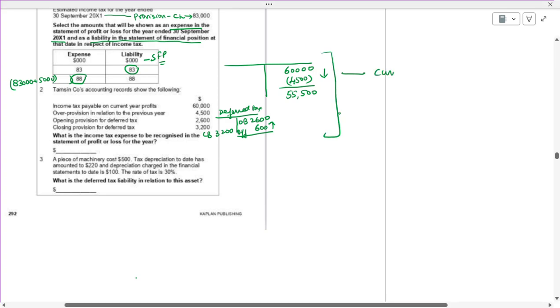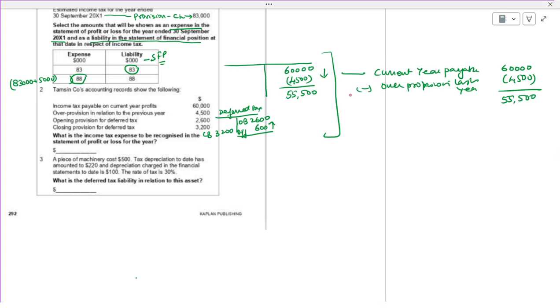How much is the current year tax payable? 60,000, minus over provision from the previous year. How much is the over provision for the previous year? 4,500. It comes to 55,500.